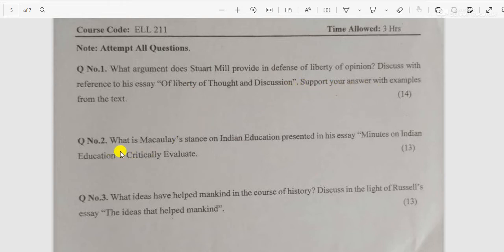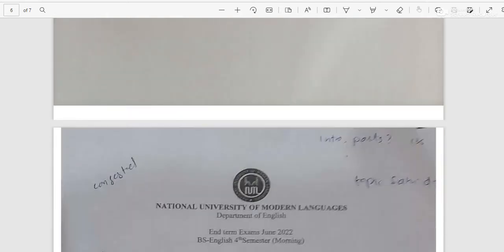And question number 2 is what is Macaulay's stance on Indian education presented in his essay Minutes on Indian Education? Critically evaluate. Question number 3. What ideas have helped mankind in the course of history? Discuss in the light of Russell's essay Ideas that Help Mankind.